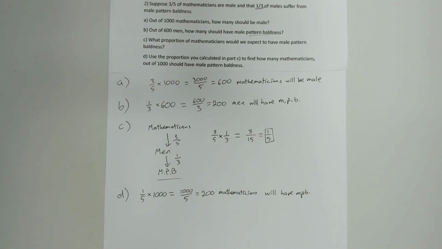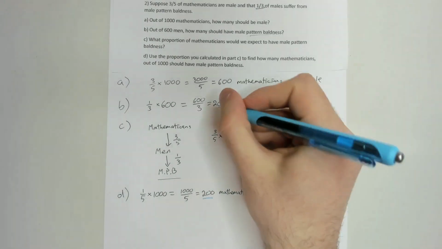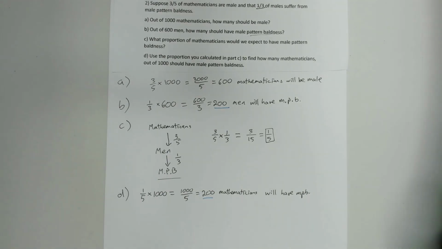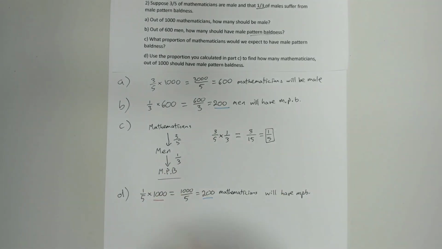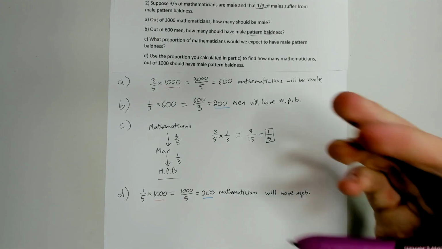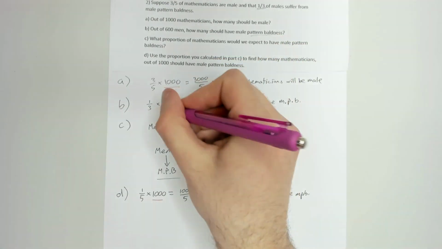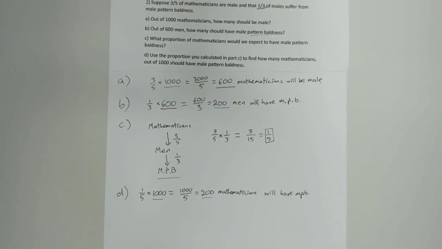Now I want you to notice something. We get 200 here and we get 200 here. And also, we started with 1,000 in part D and we had 1,000 in part A. And then also, we ended with 600 in part A and we got to 600 in part B. Now, is that just a coincidence with all these numbers? No, I actually chose these numbers very particularly because notice what we can do.